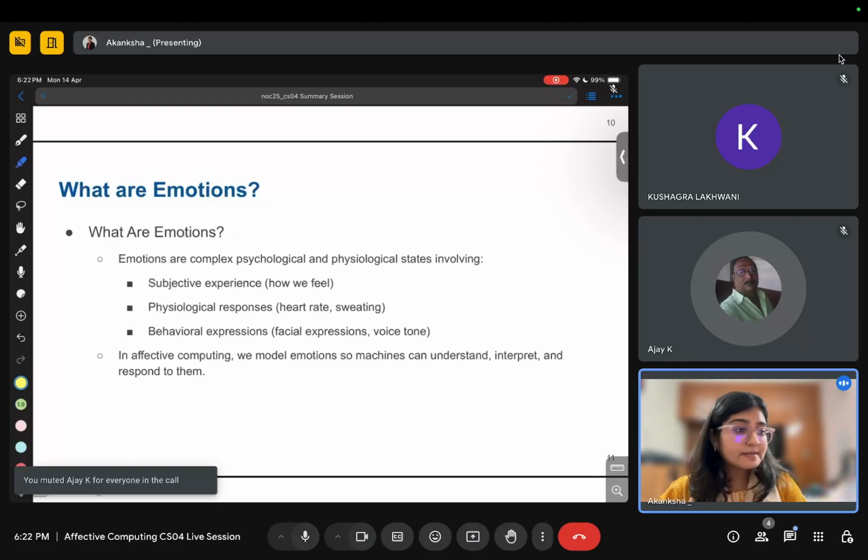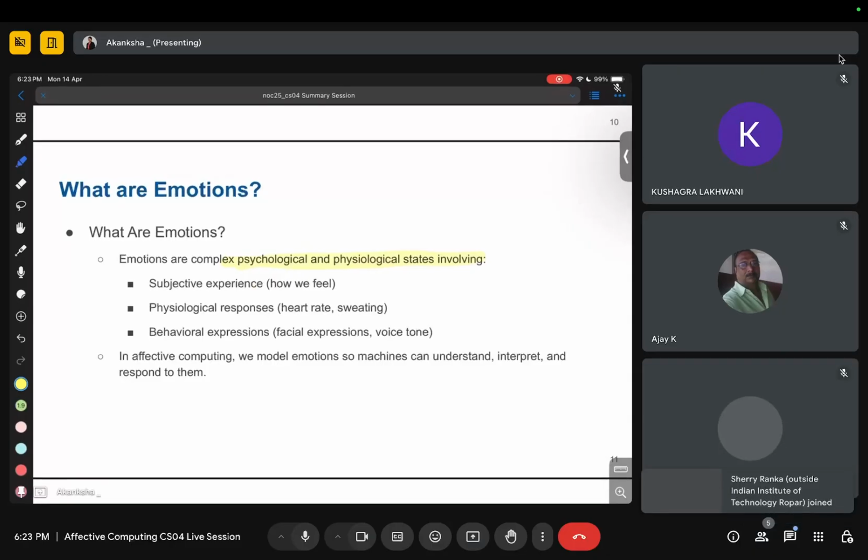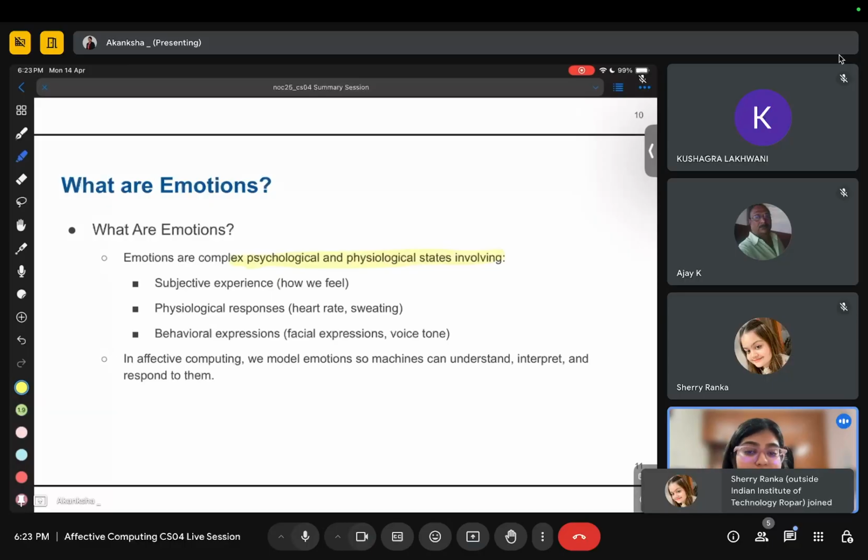Yeah, emotions are basically complex physiological and psychological states. Okay, so it is in your brain as well. You feel happy, and also your body responds accordingly. So number one, why it is difficult, because it is a subjective experience, how we feel. Second is physiological responses. Physiological means your heart rate might increase, your sweat glands might be more activated, and your behavioral expressions might vary. So facial expressions, voice tone, like that.